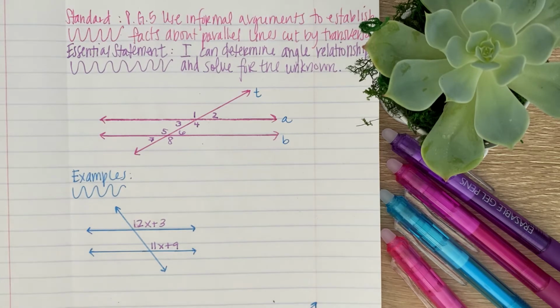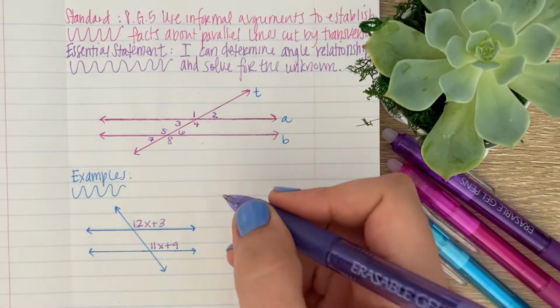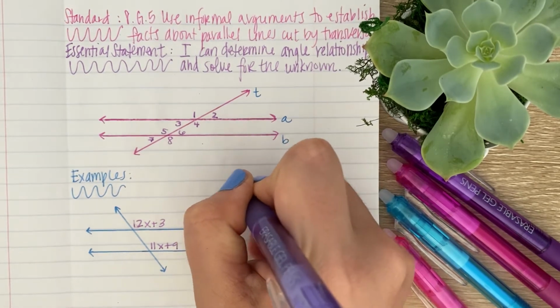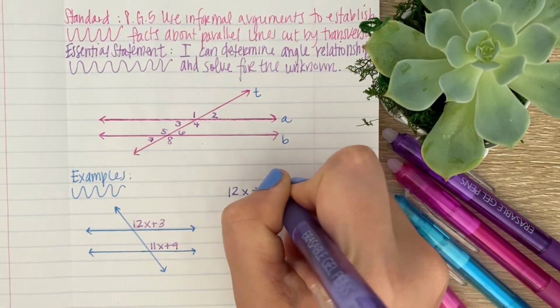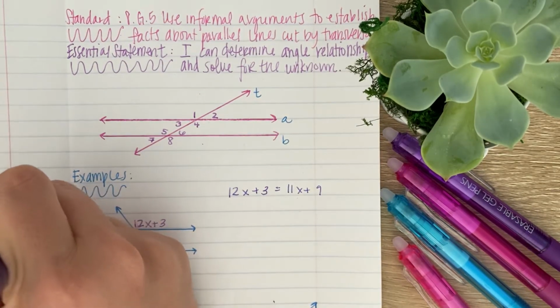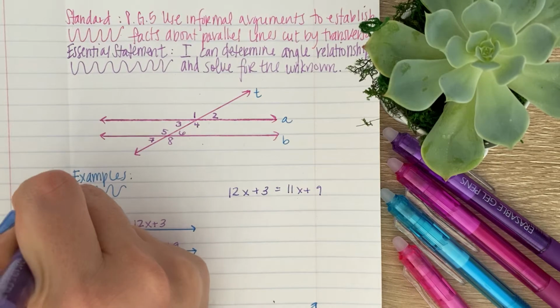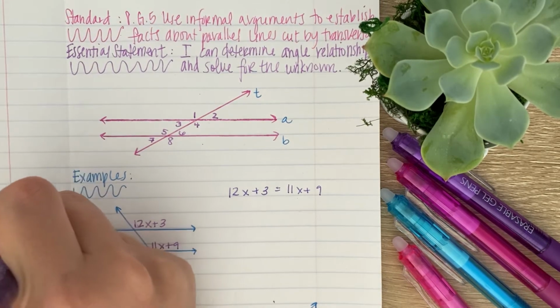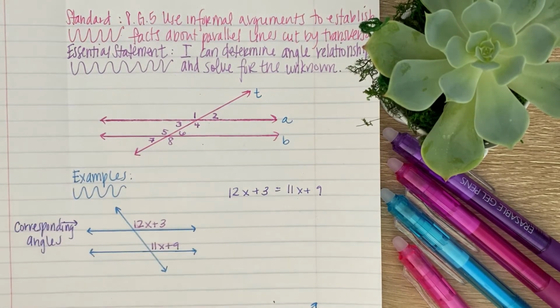corresponding angles, okay? And we know that corresponding angles are what? They are congruent. So in order to solve for x, we have to set these angles equal to each other. So our example will look like 12x plus 3 is equal to 11x plus 9. Now right here, I'm going to write that these are corresponding angles. So you need to know what kind of angles they are before you can solve anything.